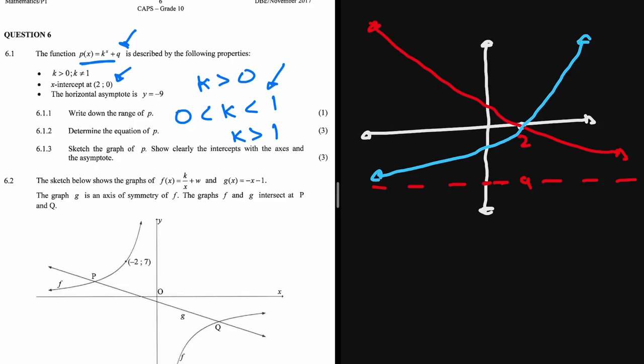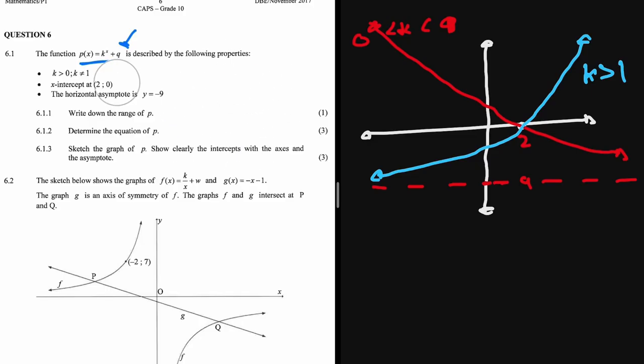Okay. So this is for the value of k greater than 1. And this will be for the value of k if it's in between 0 and 1. So you need to know how to interpret and analyze that. But if you don't know how to do that, you can always refer to the previous videos that I have done on this kind of functions.